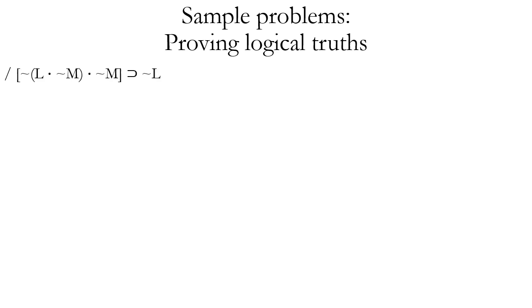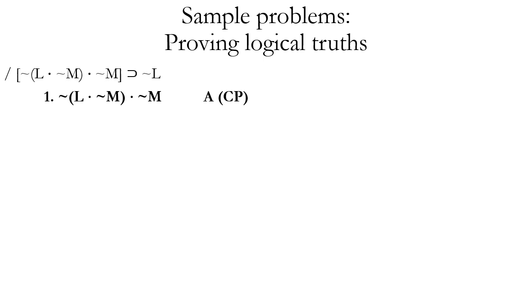Another example. This time we're trying to prove a conditional. So what rule should we use for our assumption? The answer is conditional proof. We're going to assume the entire antecedent of that conditional in our conclusion as the assumption. And now what are we trying to prove with this assumption? We're trying to prove the consequent of the main conditional, tilde L or not L.